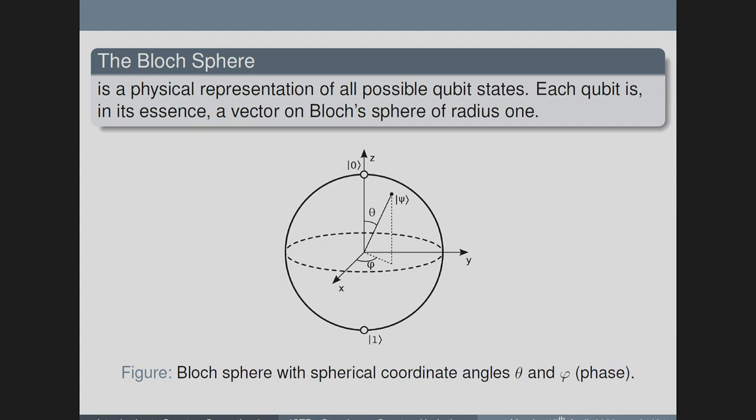So each qubit is, in essence, a vector on this Bloch sphere of radius one. If you have multiple qubits, you have multiple of these Bloch spheres, and then if you entangle the qubits, the spheres, in essence, talk to each other. But it's a little bit difficult to draw this picture. In any case, this is what we use typically in order to describe qubits. So it's a very nice visual representation of what a qubit does during a computation.